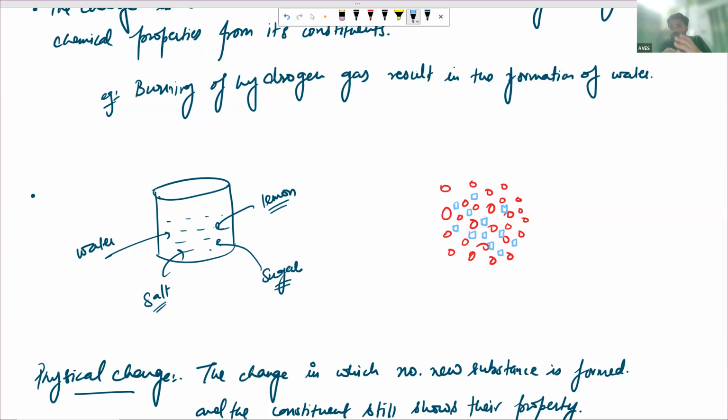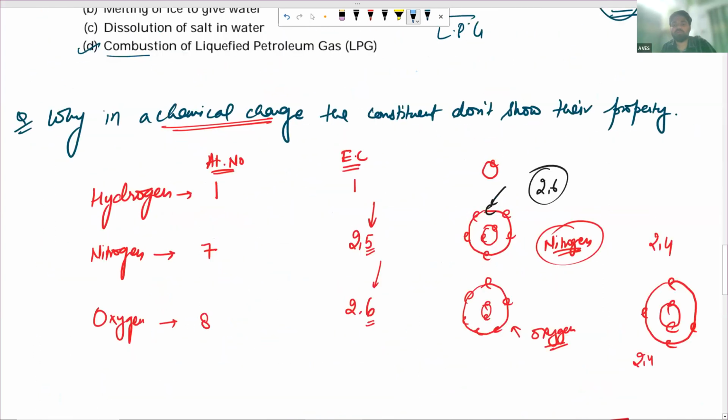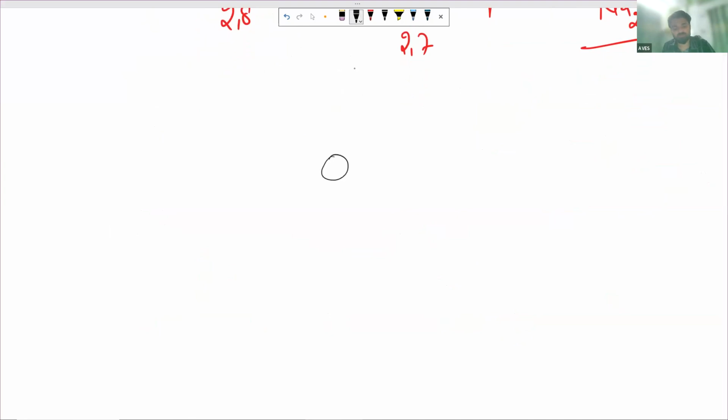But can you separate the hydrogen gas from the water just by heating it? No, it will change into the vapor state, but it will not separate, because the bonds are tightly formed, by exchange of electrons. Now I'm going to explain with the structure of the water molecule. This is the water, this is the oxygen atom.